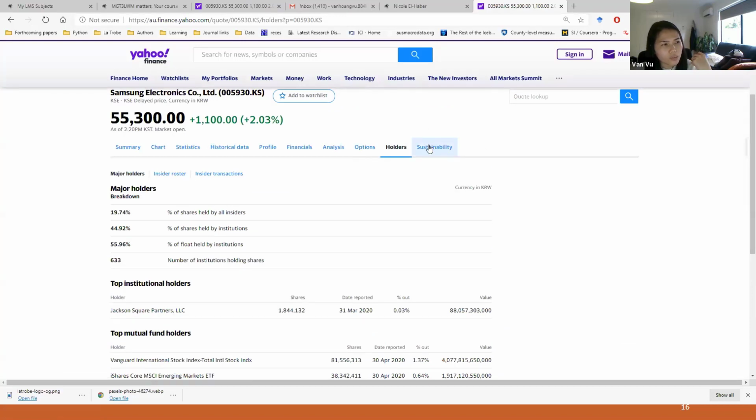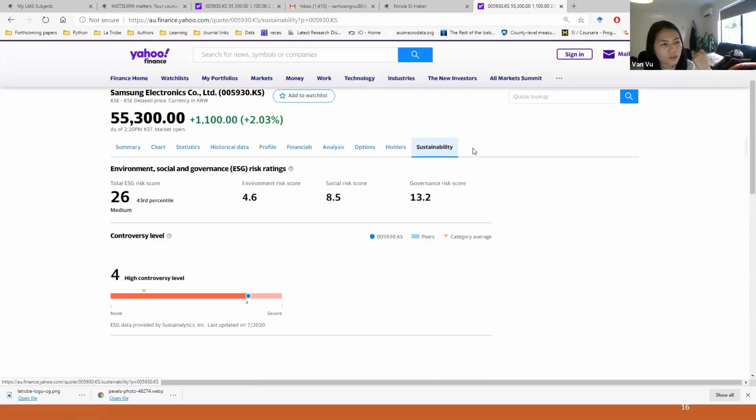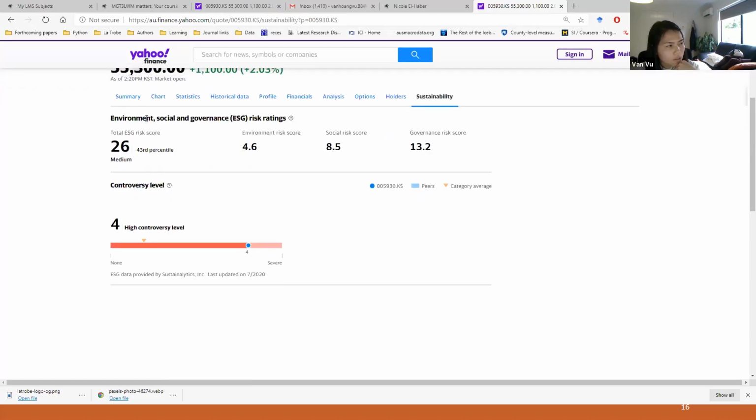One of the things that was recently developed is sustainability. This is what we mentioned before at the start of the class, right? A lot of investors, a lot of the index funds these days also care about ESG. So how much is the company contributing to the environment, and so on, okay? For Samsung, for example, on a scale of 0 to 100, their ESG rating is 26, which is a medium score.